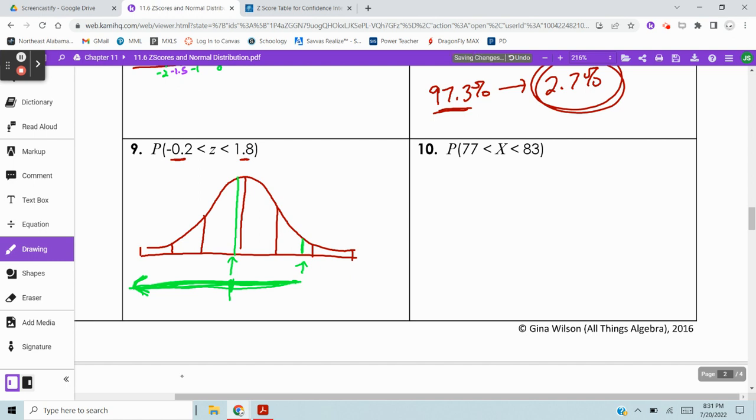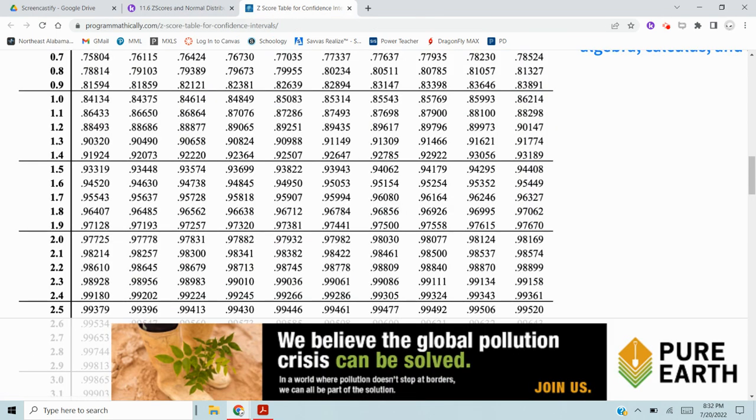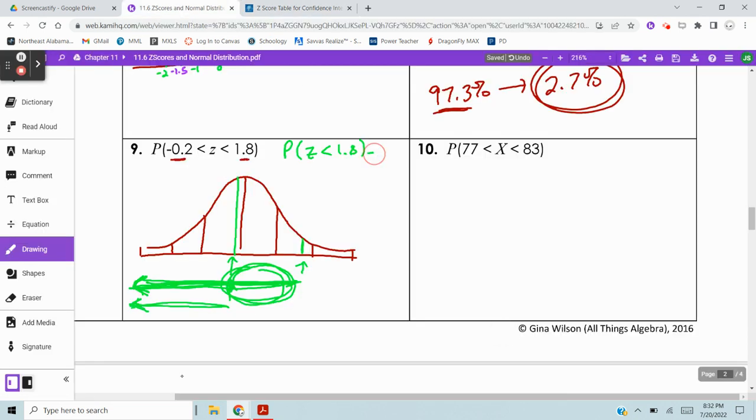So we're going to find the whole probability. Then we're going to find on our table the probability that we're below 0.2, which would be this value. And in order to find this, we're simply going to take the whole and subtract off this part. And that's going to give us the probability that's right here in the middle. So first off, the probability that your z-score is, let's start with less than 1.8. So we go to our table. 1.8 would be right here. It would be a 96.4% probability.